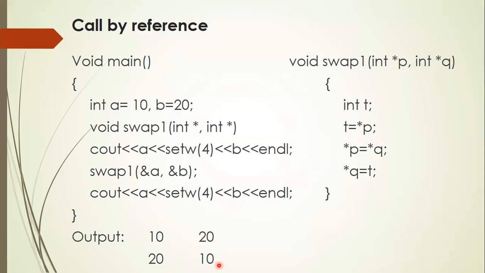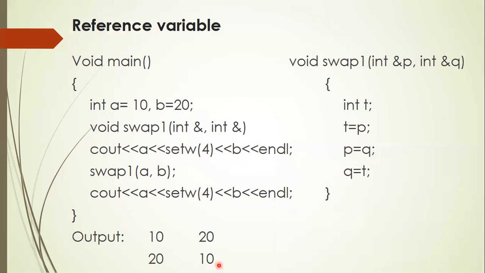That means in call by reference, the actual arguments are addresses and the formal arguments are pointers. So any changes to the formal arguments inside the function have a direct effect on the actual arguments. If the formal arguments get exchanged, the actual arguments also get exchanged. So this is a major difference between call by value and call by reference.